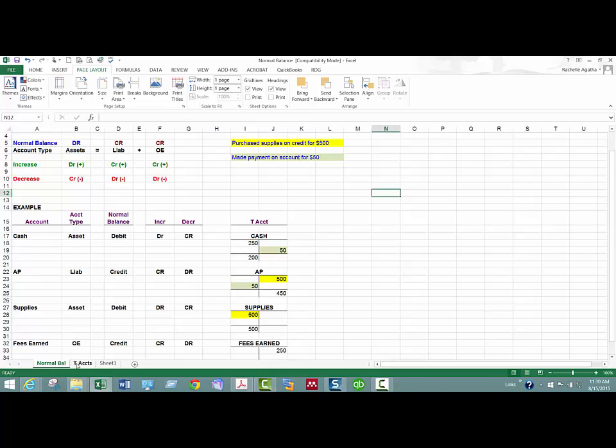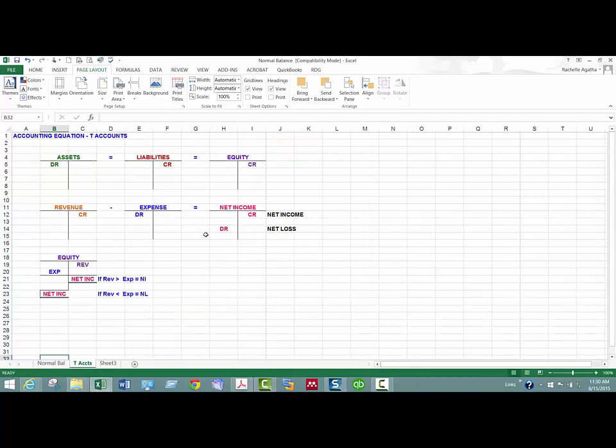So I'm going to show you a little T account example. So you can see assets equal liabilities plus equity. Assets are a debit, liabilities are a credit, equity is a credit. And then you will learn about revenue and expense. So revenue minus expense is net income or loss, depending on if your revenue is bigger than your expenses. So revenue is a credit account. Expense is a debit account, and net income will be a credit if it's income, and it will be a debit if it's a net loss.